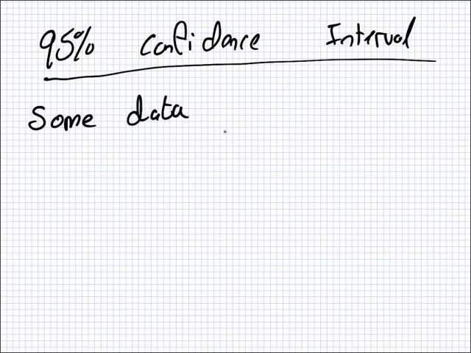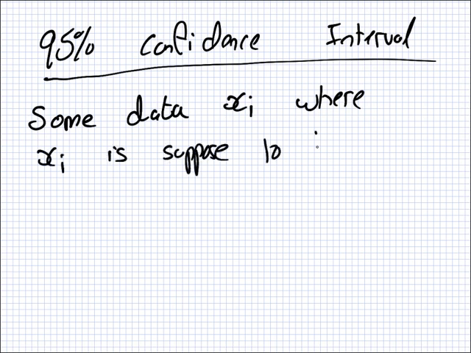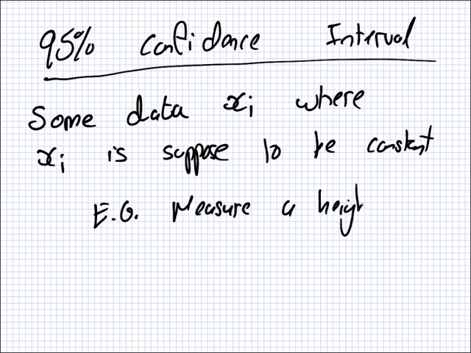Each value in the data is supposed to be the same. So some data x, where xi is supposed to be constant. I'll give you an example, e.g. measure height 10 times. If you measure the same height 10 times, you should get the same number 10 times.